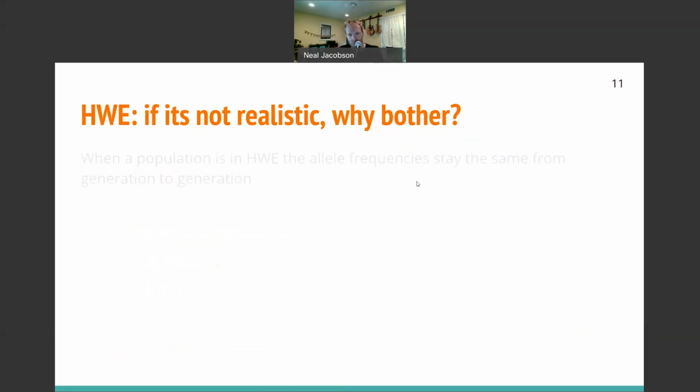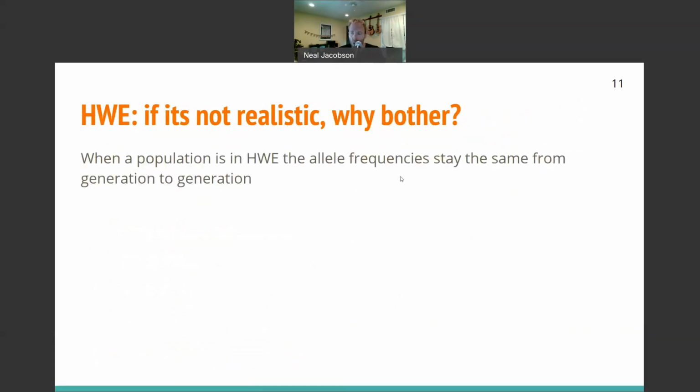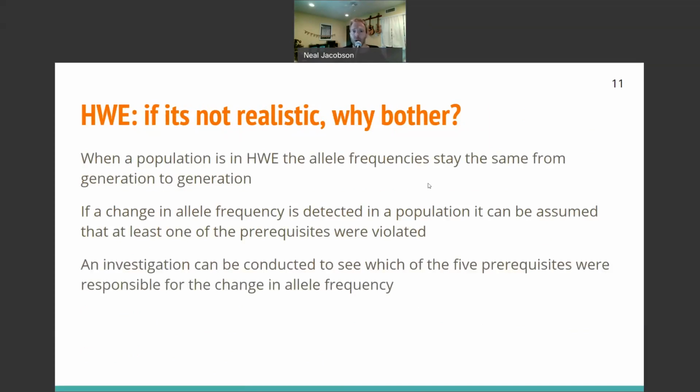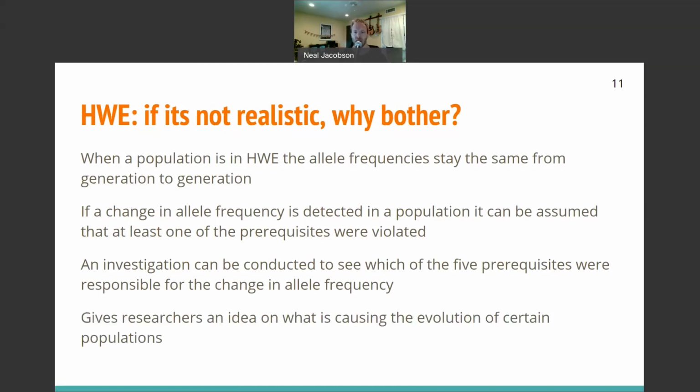Okay, and here's why. When a population is in Hardy-Weinberg equilibrium, the allele frequencies stay the same. So what that means is that if we see a change in allele frequency, it has to be assumed that one of those previous prerequisites is being violated. Then we can actually go and investigate and see which one of those prerequisites is being violated that's changing the allele frequencies. It will give us some vital information. It'll give us a reason why evolution is happening in that population.